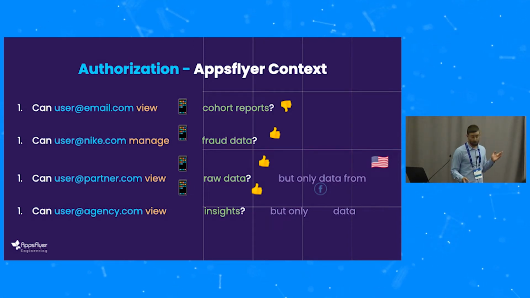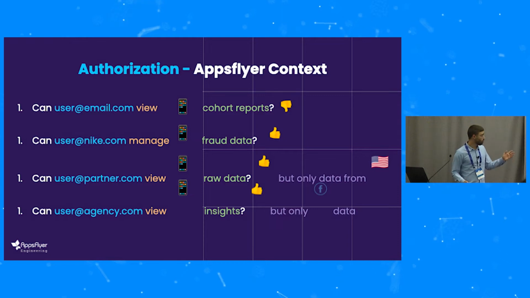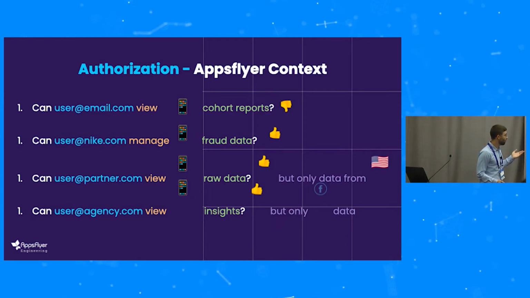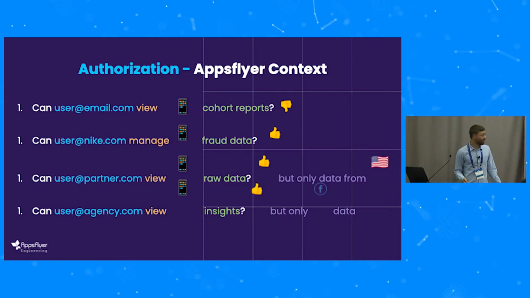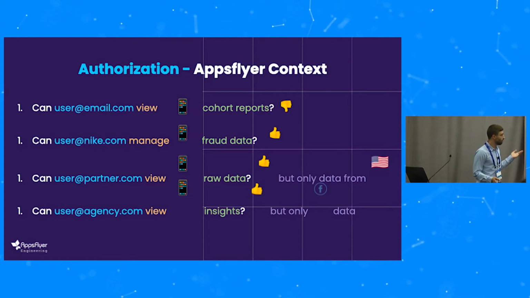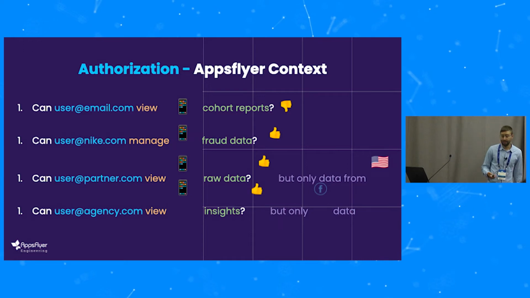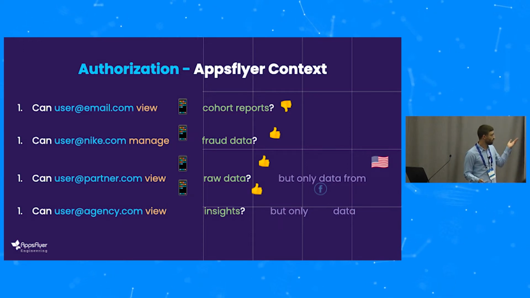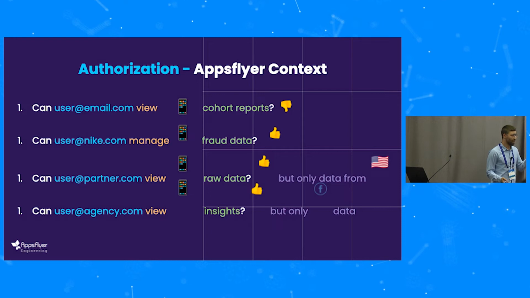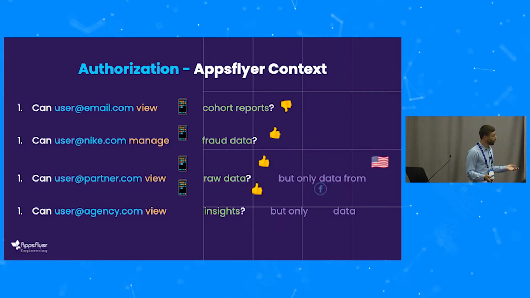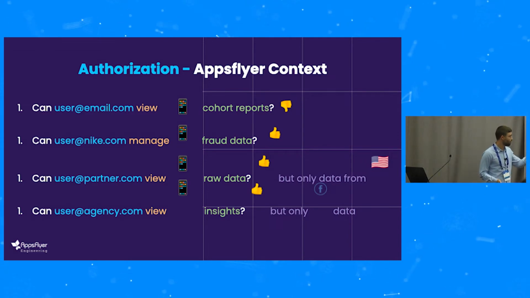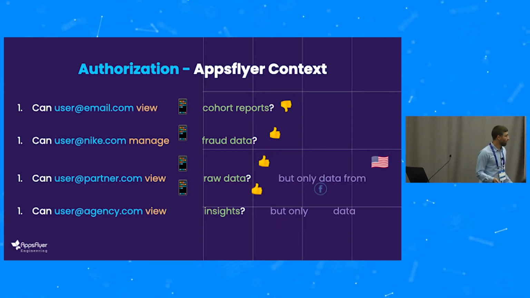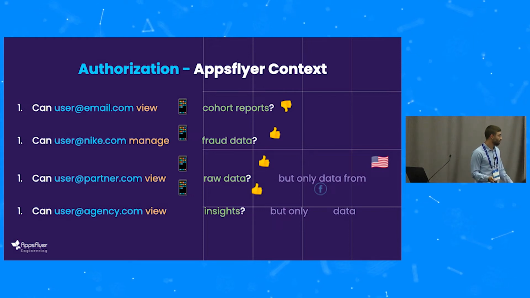So every authorization query starts from the user identity that initializes the request. You can see it here marked in blue. The access level can be to view the data or to manage the data. And the entity in context. So it can be, let's say, a user from eBay who wants to view eBay iOS data. And the context of the AppsFlyer feature, which feature he wants to view. So let's say he wants to view the cohort report or fraud data. These are features in AppsFlyer.